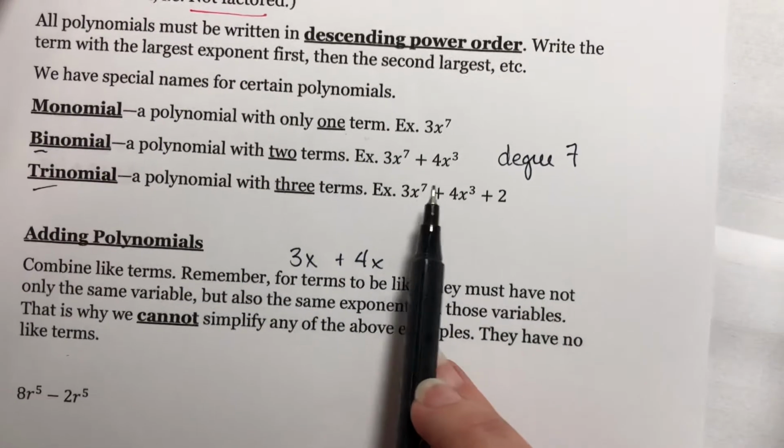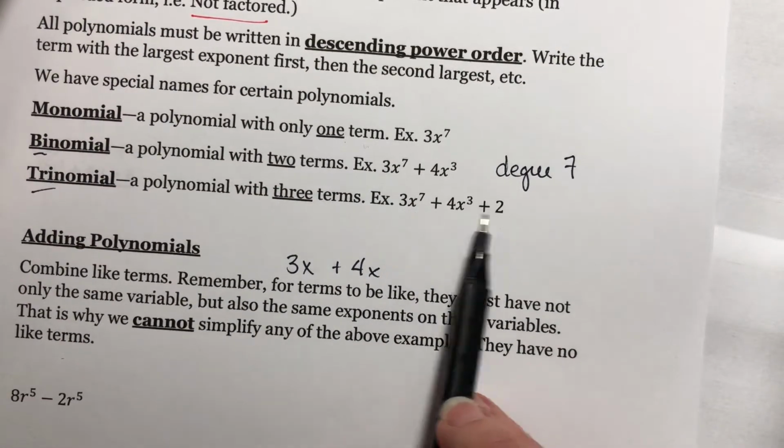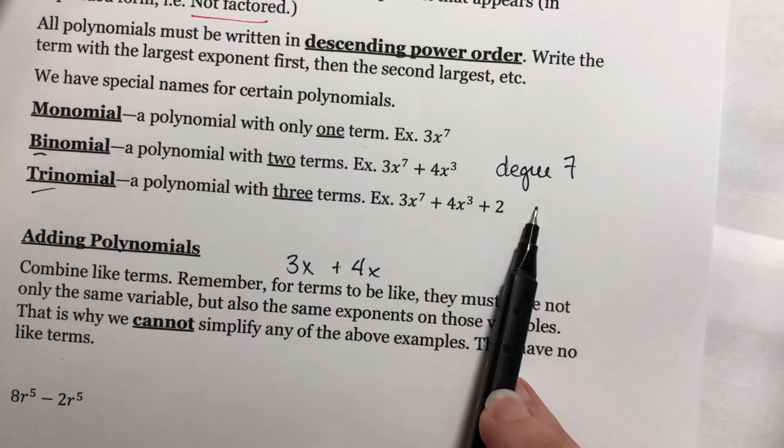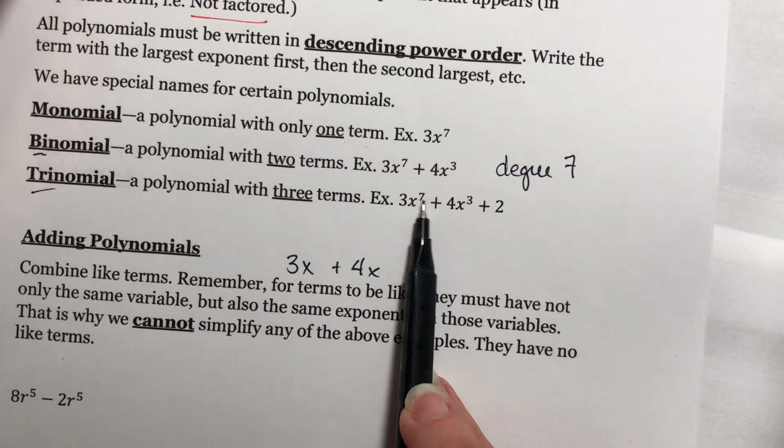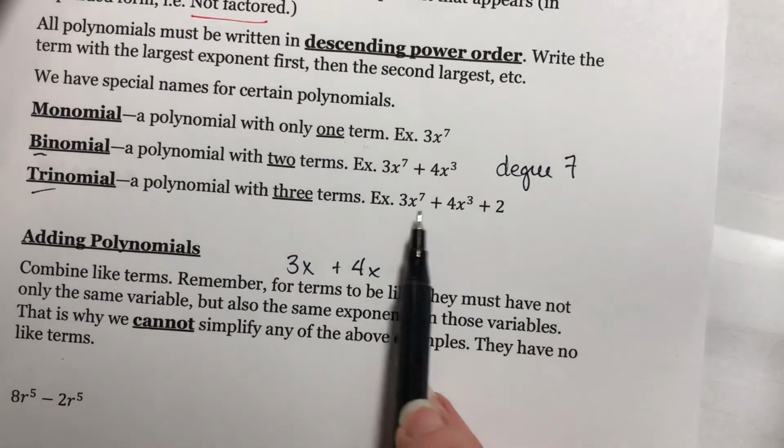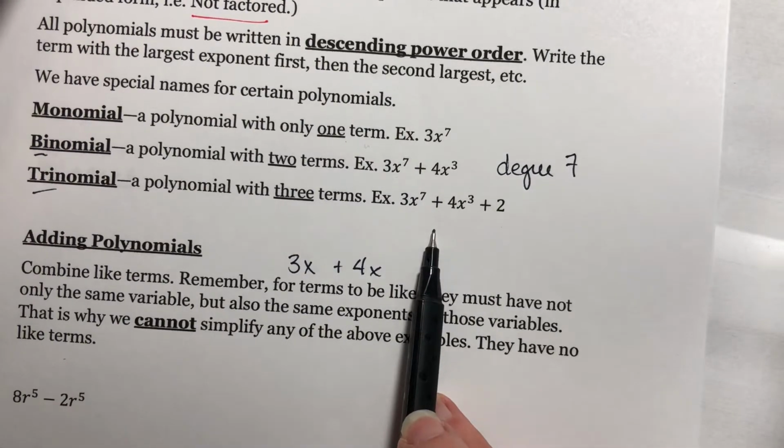So for example, right here, the reason we wrote it like this instead of adding the numbers in front is that none of these are like terms. This has an exponent of 7, this has an exponent of 3. Even though they're both x's, these are not like terms.